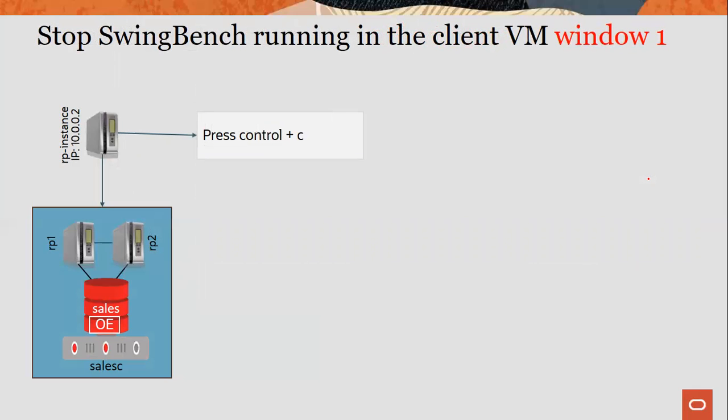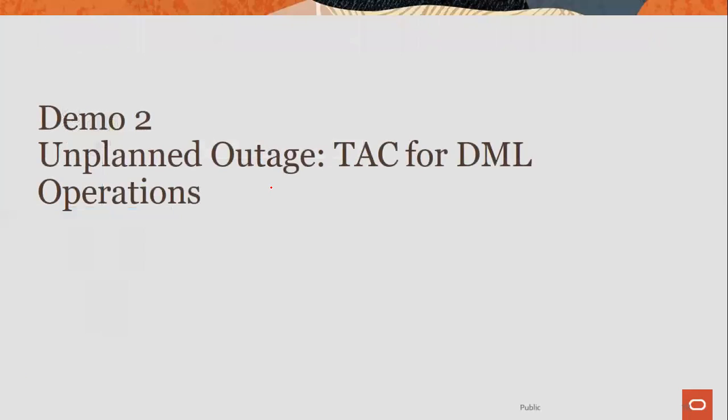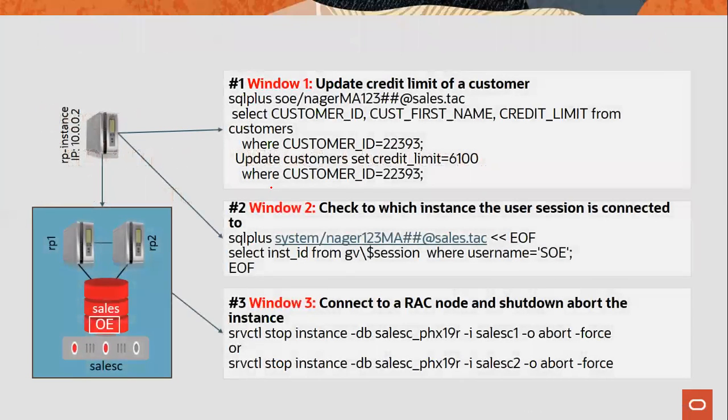Before I go to the second demo, just in the first window, kill that particular order entry program, right? And then we'll go to the second demo. In the second demo, I'm going to open a SQL Plus session. I'm going to select the credit limit for a customer. This is the number we'll see. I think there is a customer with this ID, and we will look at the credit limit for that customer, we'll update it, and we will not commit.